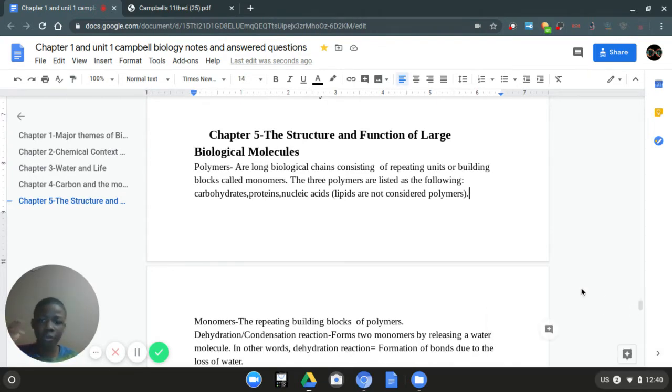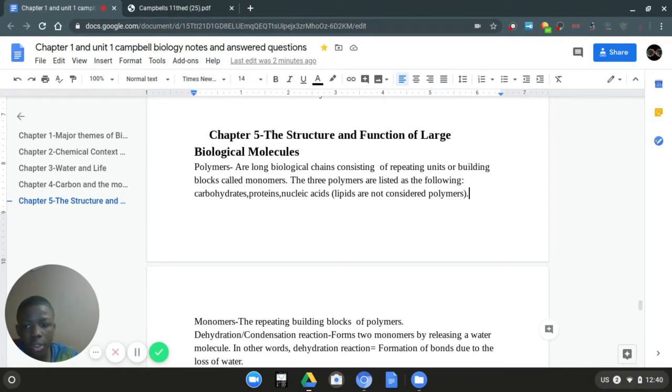So let's just start off with chapter 5. Chapter 5 is a long chapter about the structure and function of large biological molecules. Now, the first term you need to know is polymers. Polymers are long lengths of repeating monomers, and monomers are just the repeating building blocks of polymers. So polymers are pretty broad.